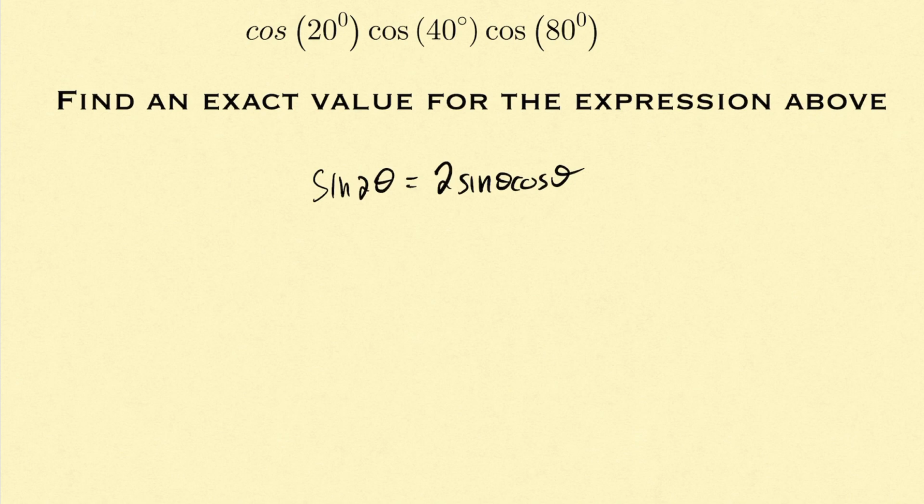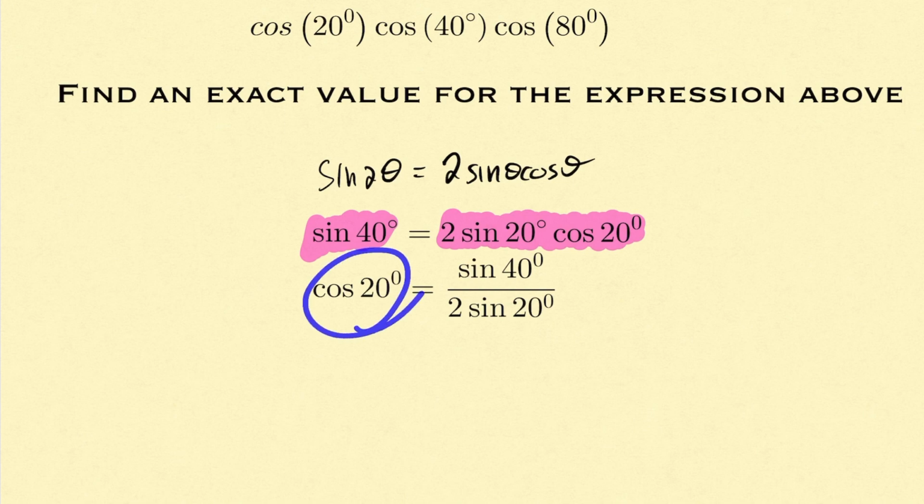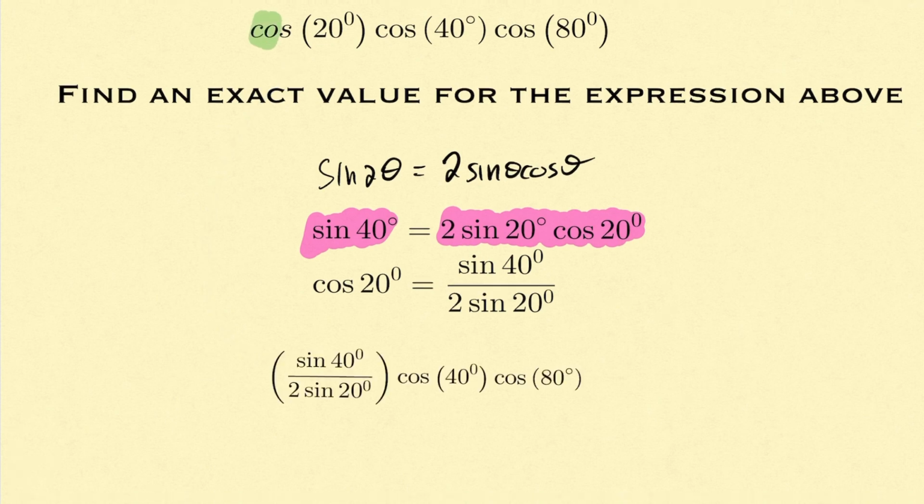I'm going to make the following observation. Using our double angle formula for sine, I know the sine of 40 degrees is equal to 2 sine of 20 degrees times the cos of 20 degrees. I can then isolate for the cos of 20, expressing it as sine 40 over 2 sine 20. Let's sub that into this expression and see what we get. Substituting for the cos of 20 degrees, with sine 40 over 2 sine of 20, we end up getting the following expression.